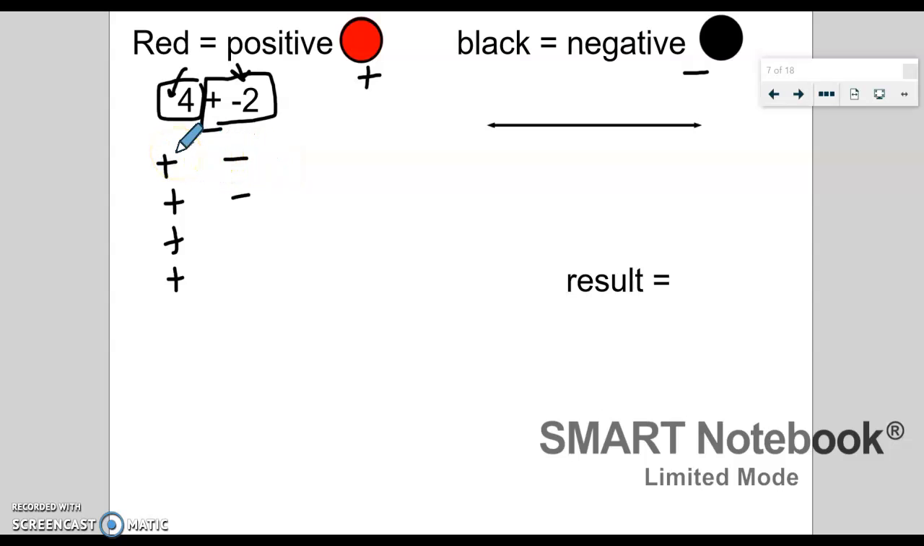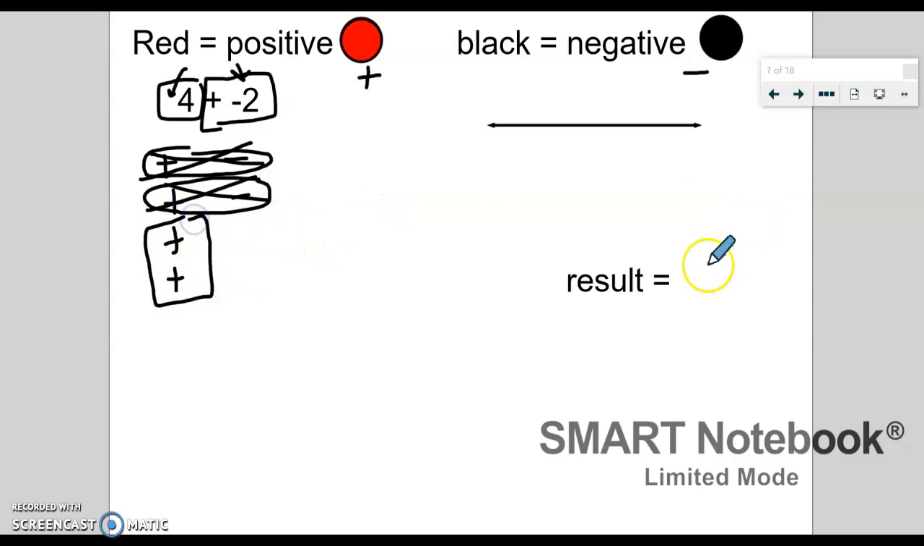So I'm going to look for a pair of a positive and a negative. So here's one pair. They cancel each other out. Here's another pair. They cancel each other out. And I have no more pairs left over, so what am I left with? Two positive signs, so it's a positive 2.